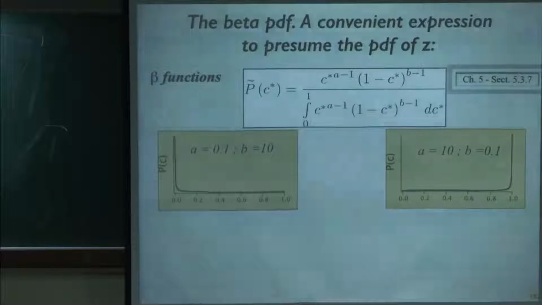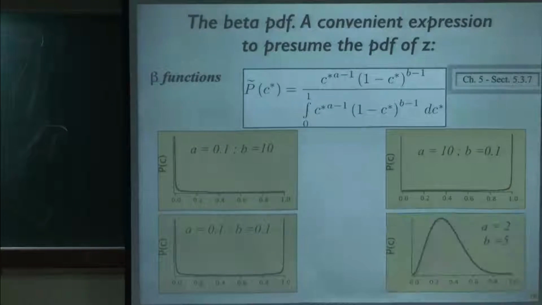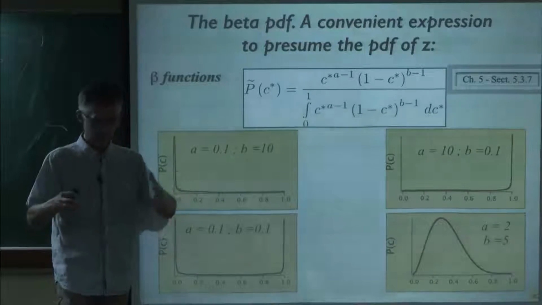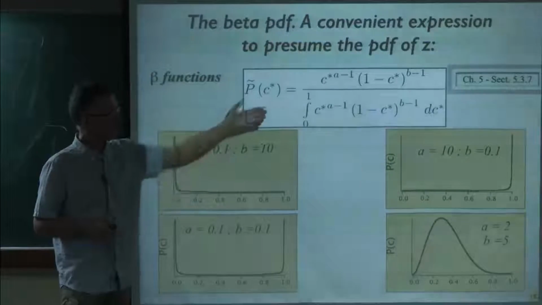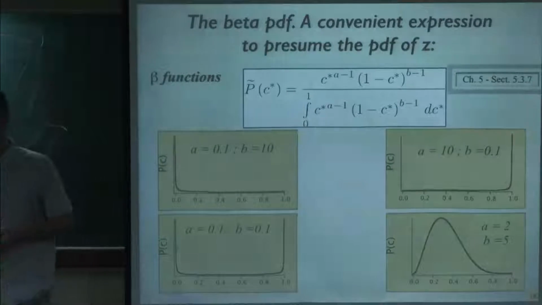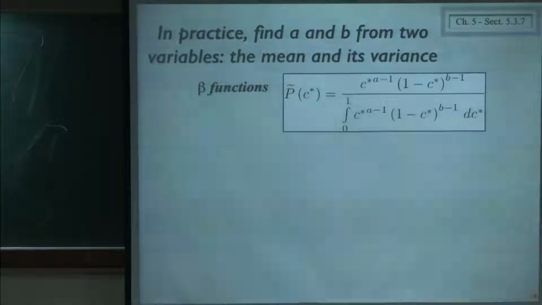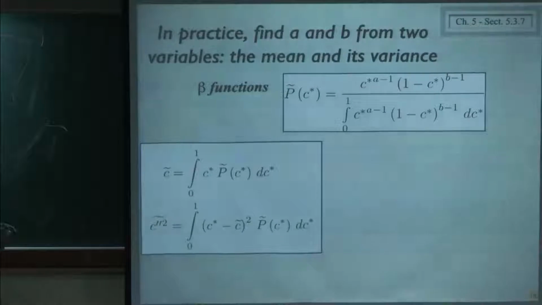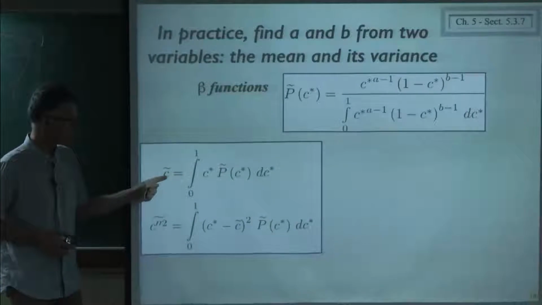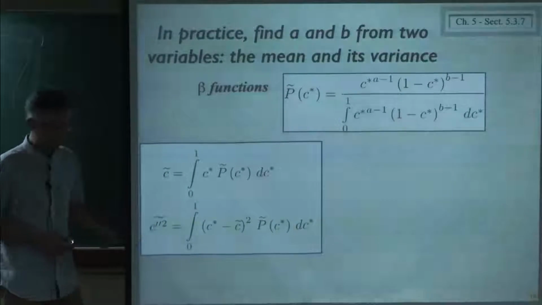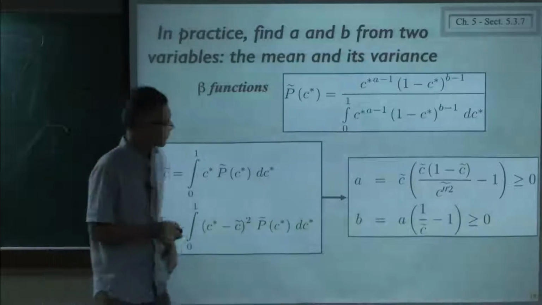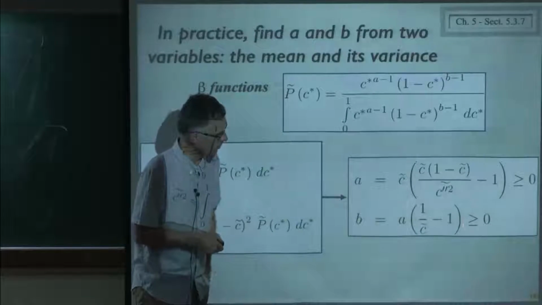And if you take A equal 0.1 and B equal 0.1, you have this. And A equal 2, B equal 5, you have that. So you can basically change the shape of the PDF when you change A and B. So the problem is, how would you find A and B? Well, there is a link between A and B and the average values. If you want this beta PDF function to recover the mean value of C and the variance of C, you have to pick A and B like this. A must be equal to this expression and B to this expression.